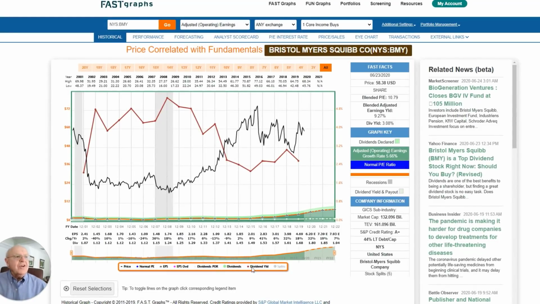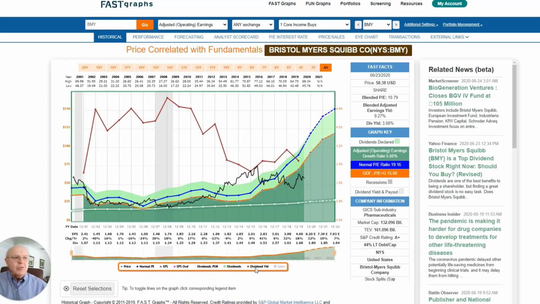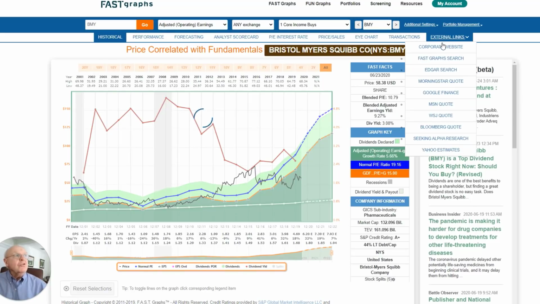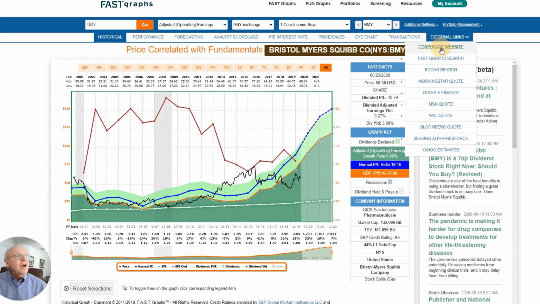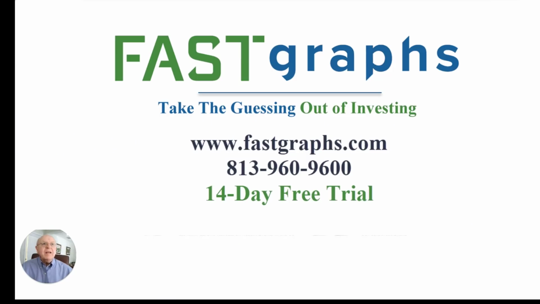Now, you've also got several other features on Fast Graphs. For example, you can go into other websites and look at more research. One of the ones I think is very important, you can also go directly into the company's corporate website. And I think that's really critical. You can go in and look at the company and, of course, go to their investors section. You can look at their financials even more deeply here than what I showed you with the FUN graphs. But the whole idea of our tool is to make researching stocks fast as well as fun.